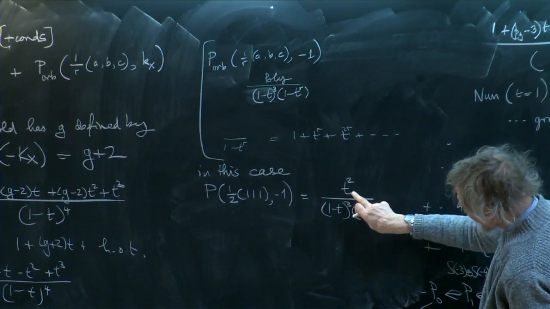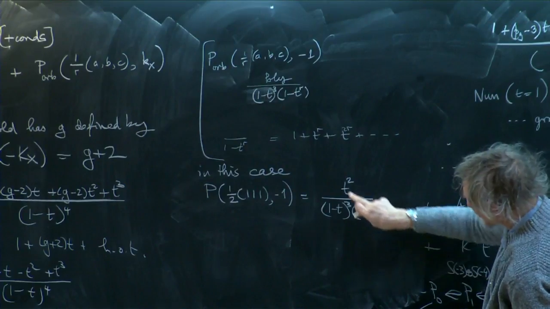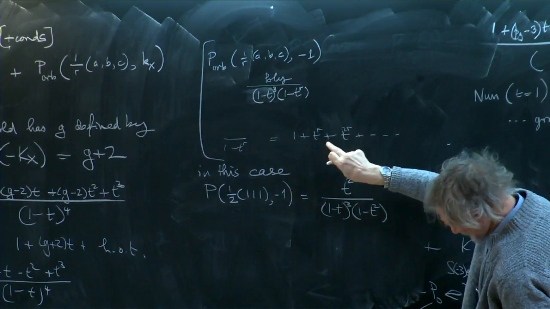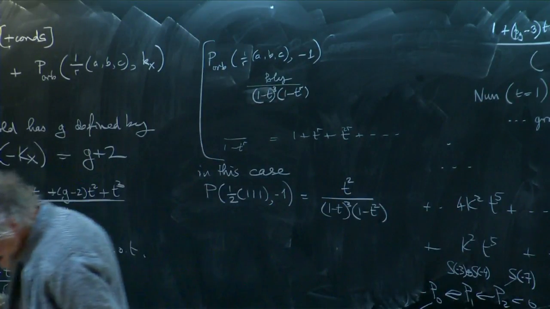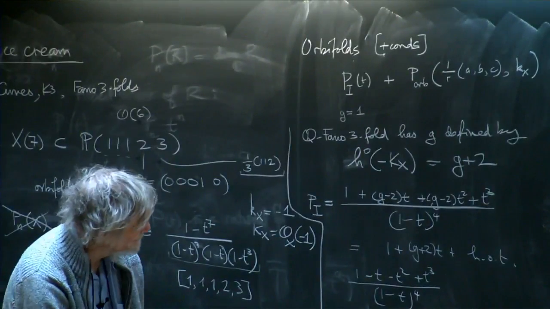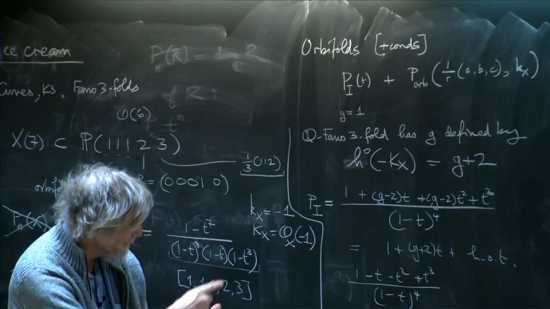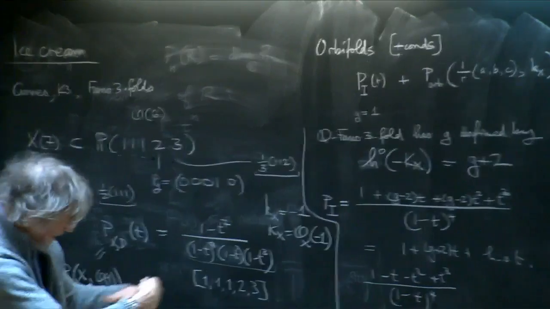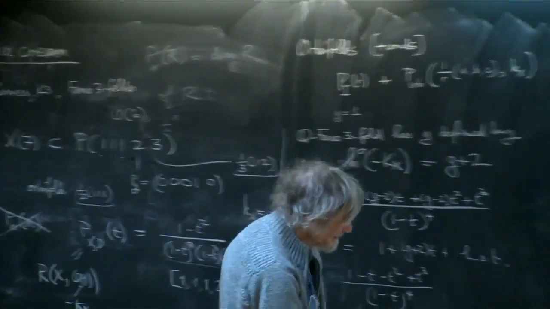If you just had this t squared over 1 minus t squared, the thing you're looking at there is 1 plus t squared plus t to the 4th plus t to the 6th and so on. It's telling you you get ice cream on evenly numbered days. It tells you something different happens on evenly numbered days. You get one more ice cream on each evenly numbered day.